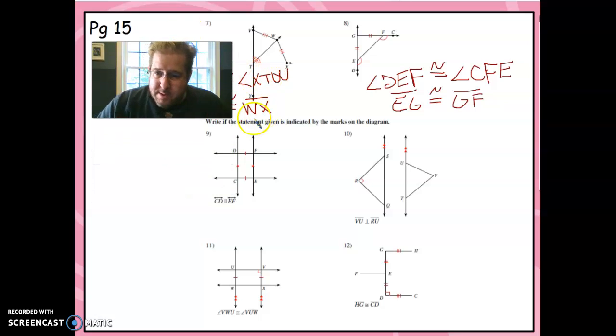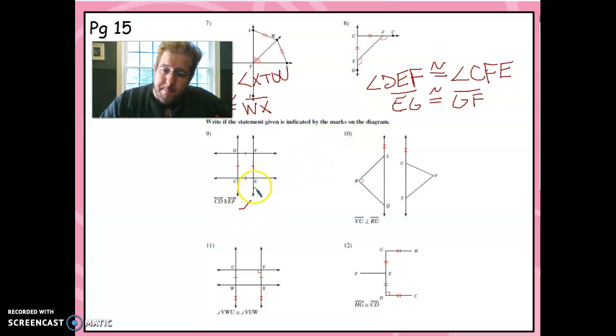All right, it's very important that you think about what you're looking at. Sometimes you can get confused very easily. So make sure you double check and make sure that you are denoting it with the correct notation, whatever terminology you're using. Write if the statement given is indicated by the marks on the diagram. So is CD parallel to EF? Yes, it is.